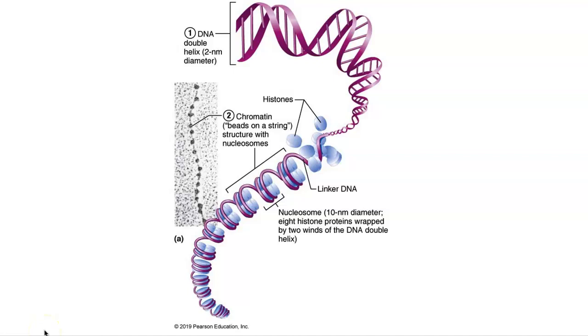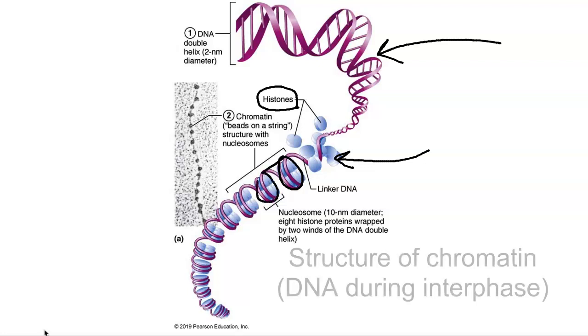Taking a look at this picture from our book, we can see here's the DNA double helix, and they're showing us that the DNA double helix is wrapping around these proteins that are called histone proteins. And it creates kind of what people refer to as a bead on a string type of arrangement.